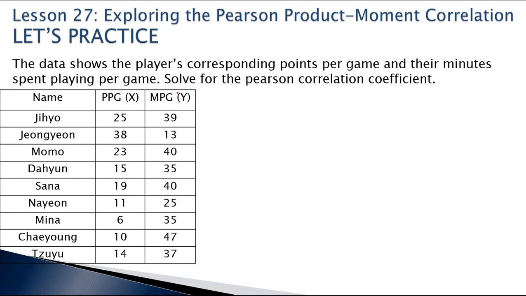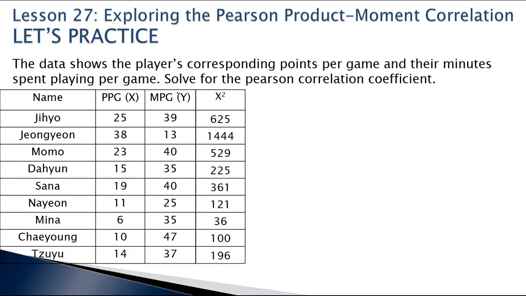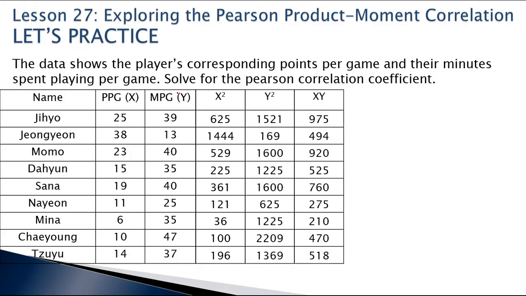Okay, so check natin kung tama yung isinagot natin, okay? So again, the data shows the players' corresponding points per game and their minutes spent playing per game. Let us solve for the Pearson correlation coefficient. So, paano natin isosolve to? Again, gagawa tayo ng column sa x squared, y squared, then xy. So, after computation, ito yung dapat na nakuha natin. Medyo matagal kapag inisa-isa natin. So, ito na yung sagot.